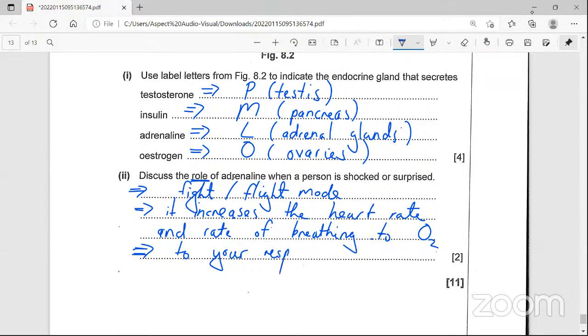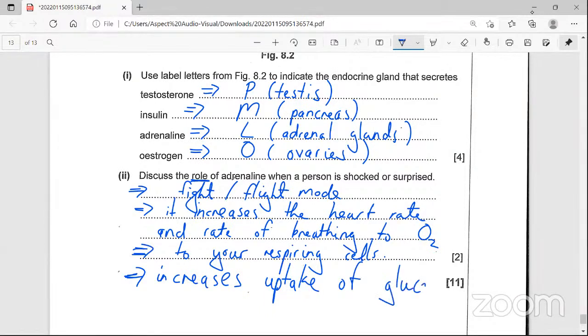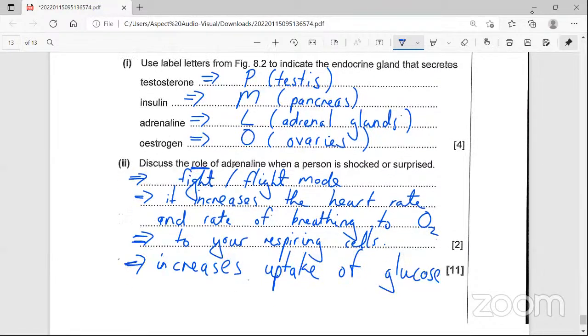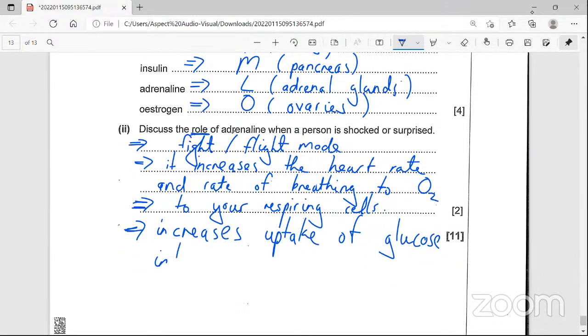All right, just hold on. Let's finish this question. Respiring cells, and also increases uptake of glucose into the muscle cells. We're together.